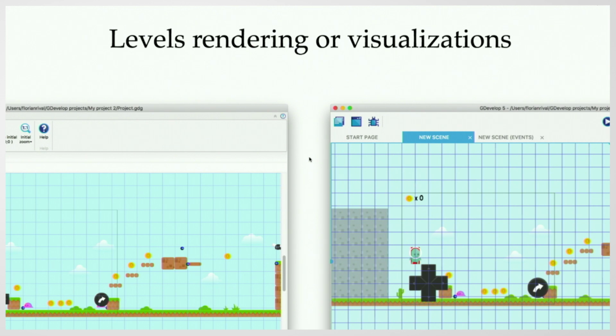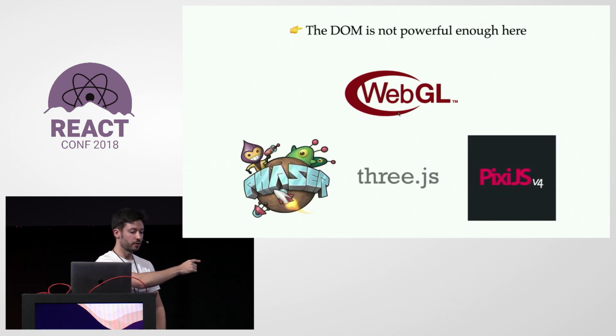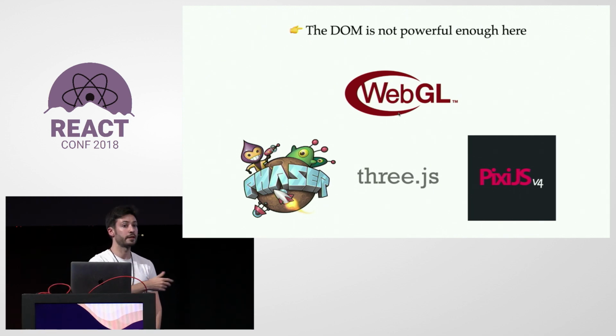The most complex thing that I reached was to make this rendering of the levels, and we want to display levels that can be quite large with lots of objects. So at this moment, the DOM is maybe not powerful enough to do it. So you can, at this moment, use WebGL. Well, not directly, because it's a lot of work to use WebGL, but a library like Phaser, Three.js, or Pixi.js. I've used Pixi.js because it's the rendering library that I'm using for the game. So I might as well use it for the editor.